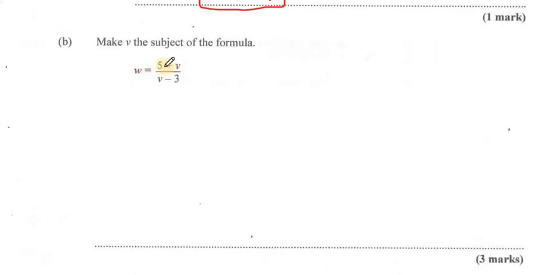W is equal to 5 plus v all over v minus 3. To make v the subject, what we need to do is to isolate v. But notice that we have two v's, so which one? That's a good question. Well, here's what we're going to try to do: get v factored out.